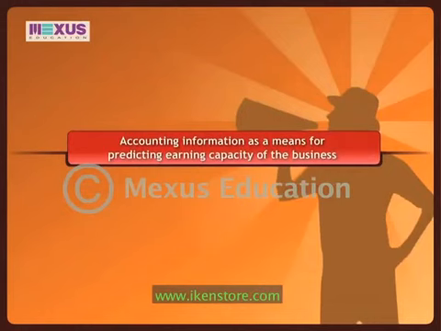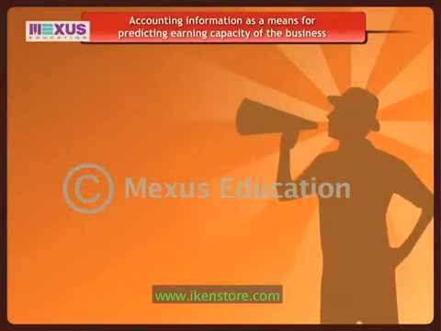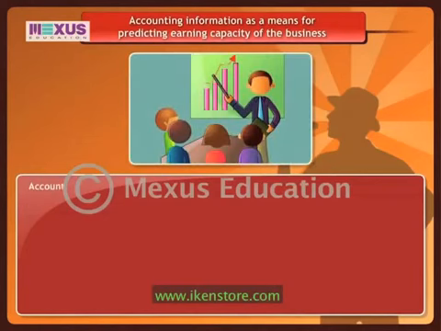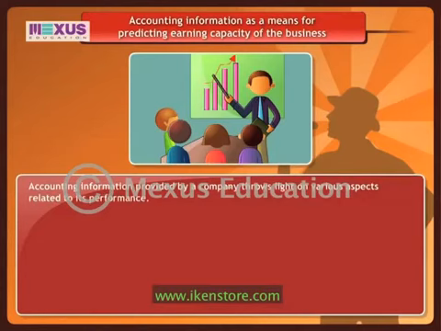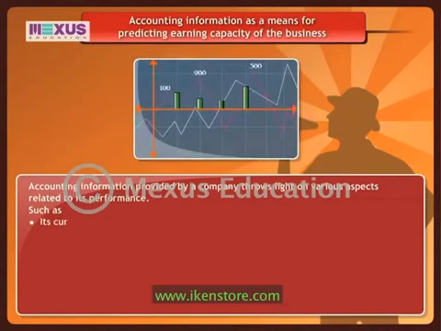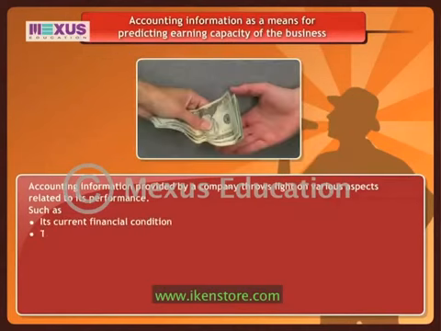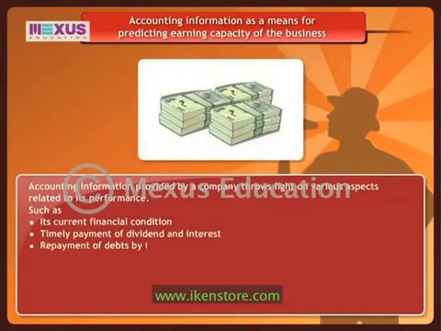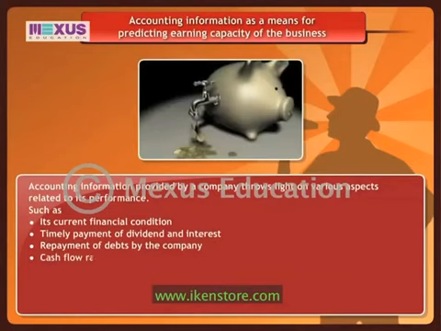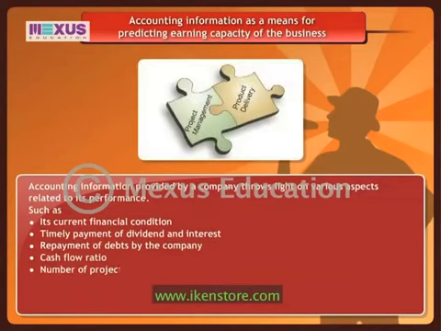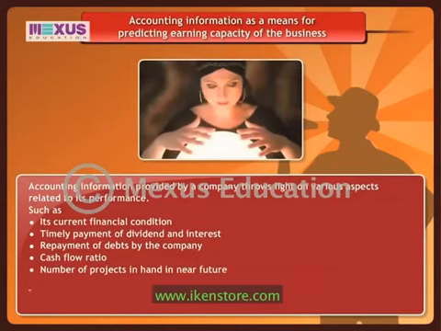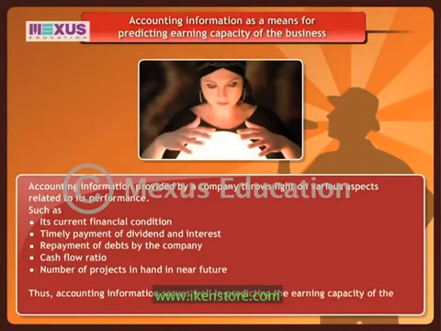Accounting information as a means for predicting earning capacity of the business. Accounting information provided by a company throws light on various aspects related to its performance, such as its current financial condition, timely payment of dividend and interest, repayment of debts by the company, cash flow ratio, number of projects in hand in near future. Thus, accounting information serves well in predicting the earning capacity of the business.